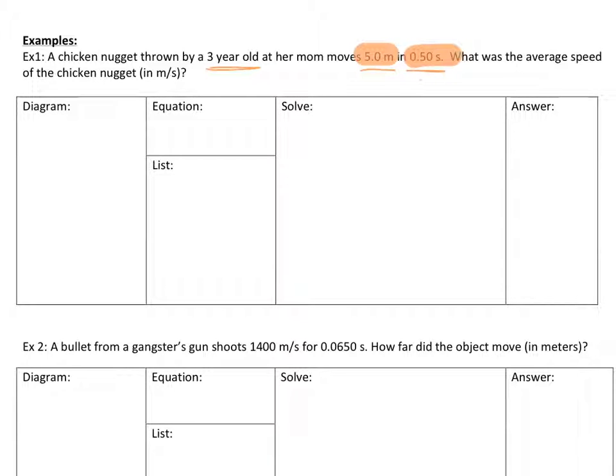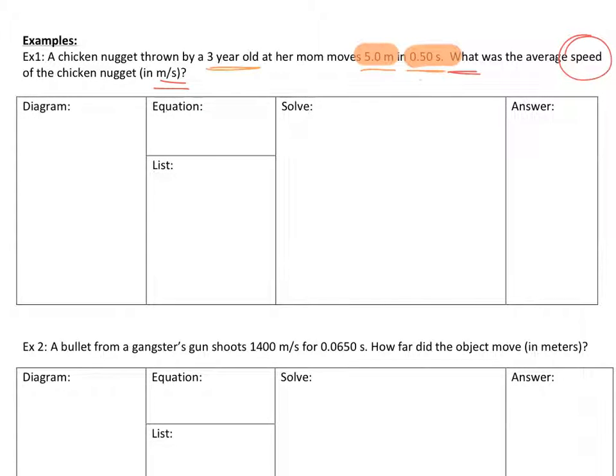And then it's asking what was the average speed of that chicken nugget in meters per second. You want to hone in on those question words like what, because they tell you what you're looking for. This one says, what was the average speed? So we're looking for speed of the chicken nugget, and we're looking for it in meters per second.